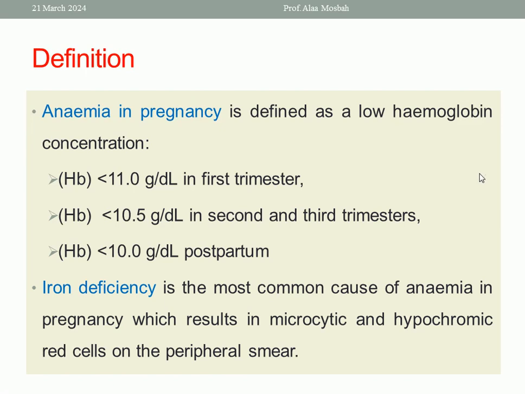Also, another item, where is the site of the GIT where iron is absorbed? Iron is absorbed in the duodenum and the proximal jejunum.